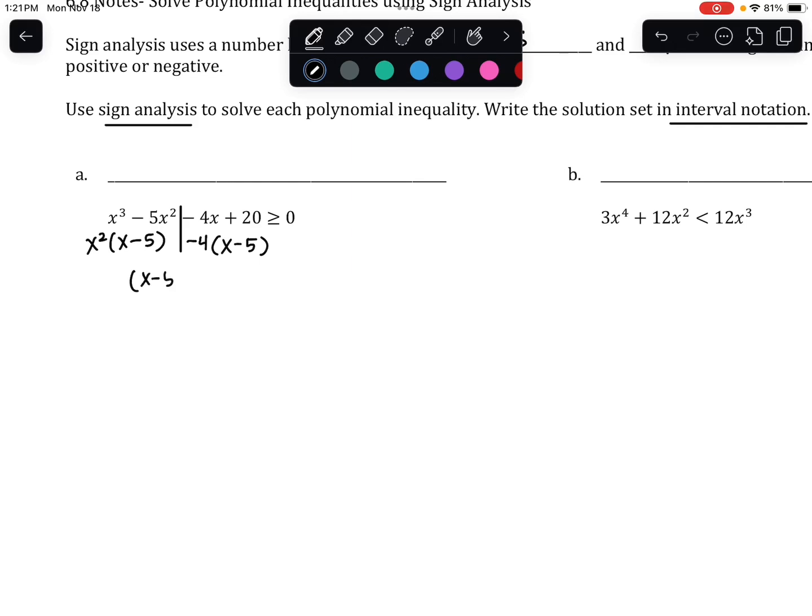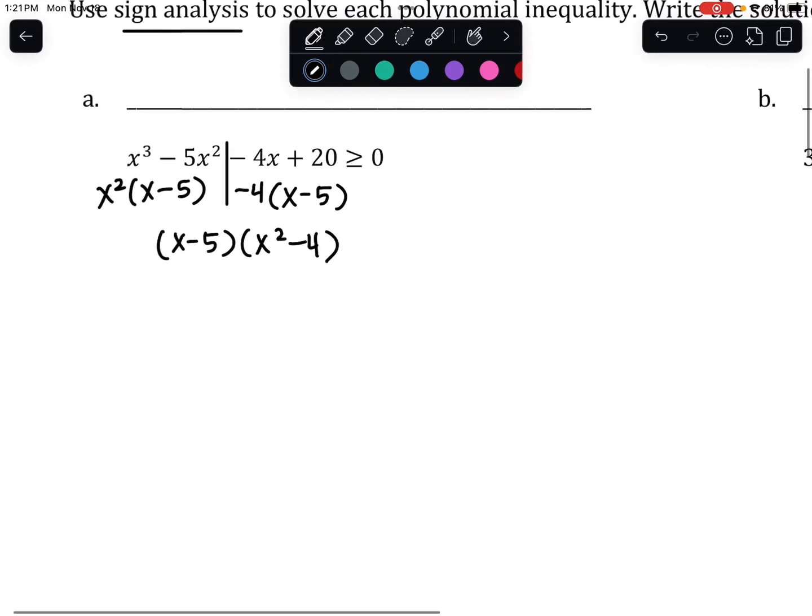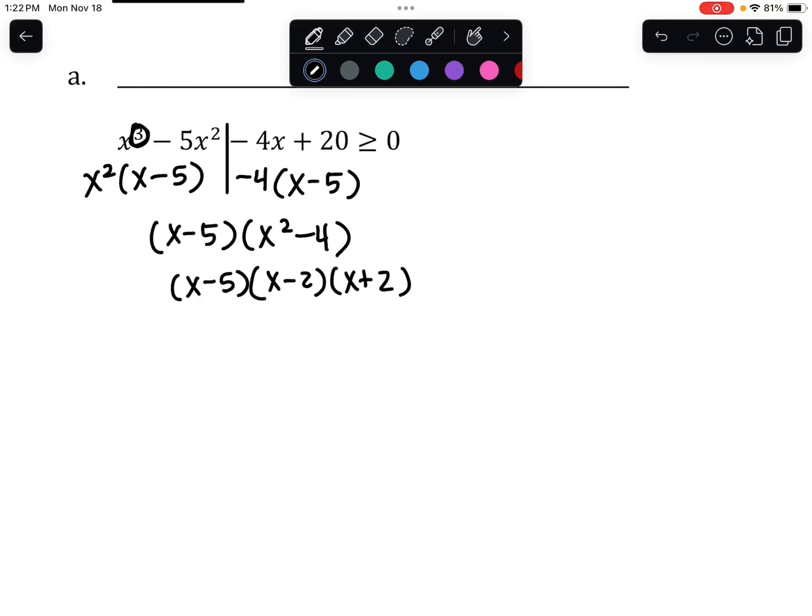x minus 5 is one of my factors. x squared minus 4 is the other factor. And then we're not done, because x squared minus 4 is a difference of squares. That would factor to x minus 2, x plus 2. When you're factoring a degree 3 polynomial, your goal is to get 3 linear factors, and in this case, that's what we have. So this is the completely factored form.